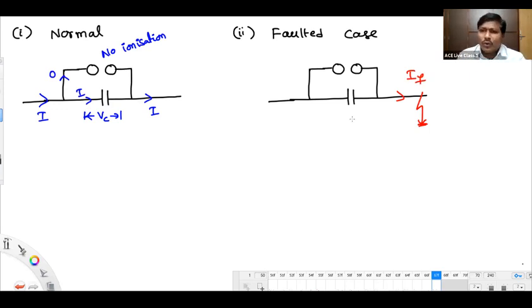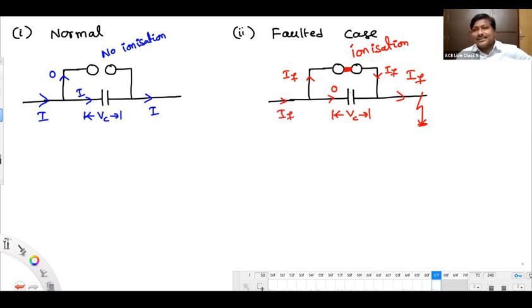Because of the high fault current flow, the voltage across the series capacitor is a very, very large number. Because of that large voltage, this gap is definitely going to be ionized. Whenever the gap gets ionized, whatever fault current we have will be diverted through the spark gap, and you don't get any current in this capacitor. So our capacitor will be completely safe from damage.